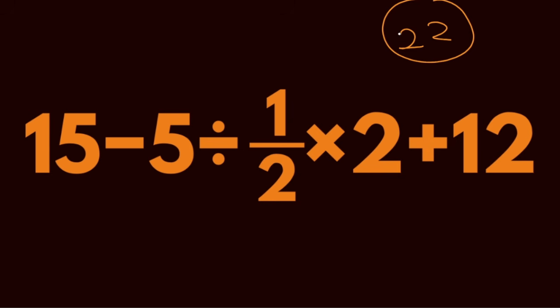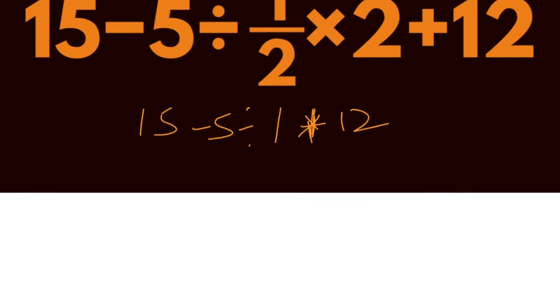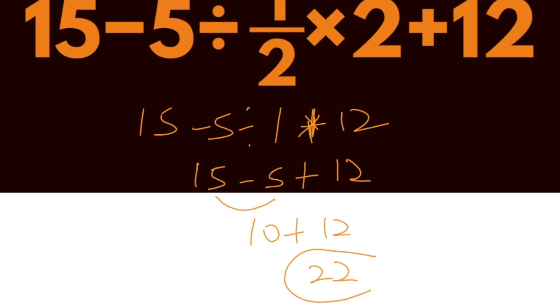You probably did half times 2 and then you got 1. So you got 15 minus 5 divided by 1 plus 12. Then you divided and you added: 15 minus 5 plus 12. Then you said 15 minus 5 is 10. 10 plus 12 is 22. If this is how you solved it, then you are wrong.